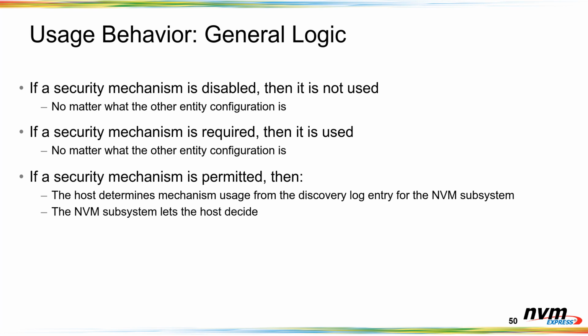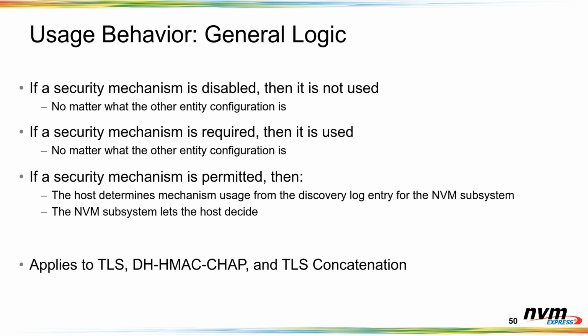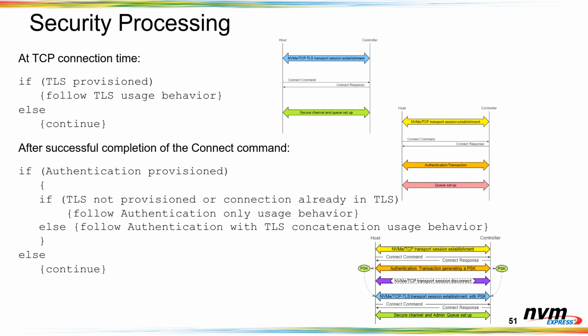And the main idea of the permitted mechanism is we look at the discovery log entry for the NVM subsystem. The host looks at it, and if certain fields are set, the host will use the security mechanism. Otherwise, the host will not use it. So the NVM subsystem lets the host decide. That is the permitted way. And this applies to both TLS, DH-CHAP, and TLS concatenation.